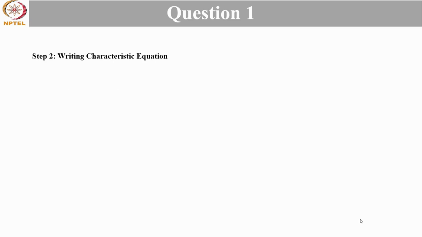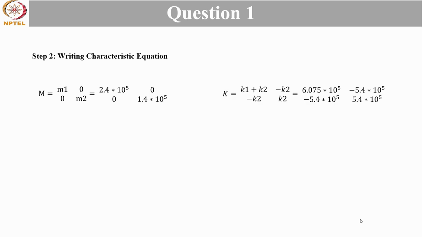Now, second step is to write the characteristic equation. So the mass matrix will be given by M1, 0, 0, M2. So it will come out to be 2.4 into 10 to the power 5, 0, 0, 1.4 into 10 to the power 5. The stiffness matrix for stiffness coefficient is given by k1 plus k2, minus k2, minus k2, k2. So the corresponding values we will get.